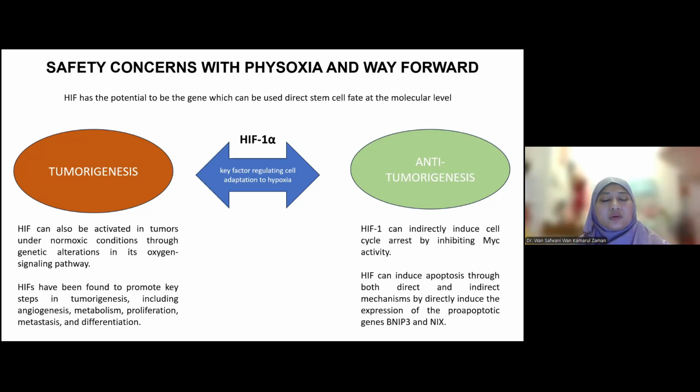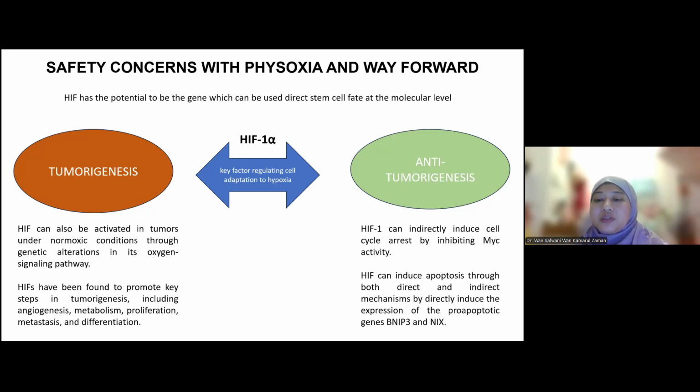tumorigenesis. I think most of us would also know that HIF-1, especially HIF genes, have been found to be activated in tumor cells, because they are also able to promote key steps in tumorigenesis, that includes angiogenesis, metabolism, proliferation, metastasis, as well as differentiation. And on the other hand, HIF-1 alpha also has anti-tumorigenic activity, whereby it can indirectly induce cell cycle arrest by inhibiting the MYC activity. So in this regard, it can also induce apoptosis.